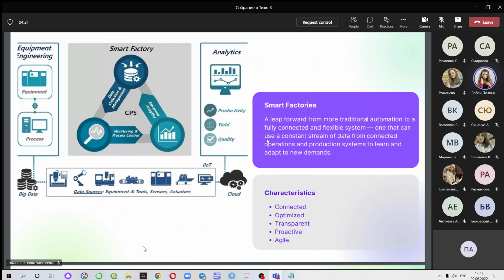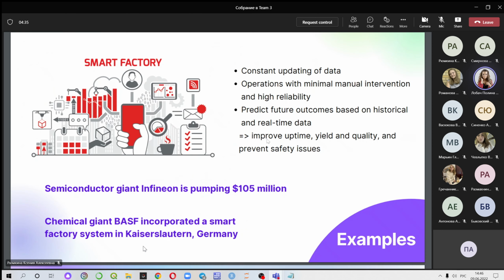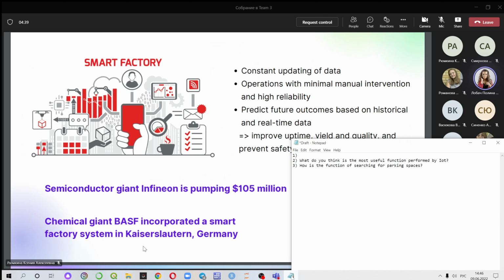Successful smart factories have 5 key characteristics. They are connected, optimized, transparent, proactive, and agile. They are not dissimilar from a successful supply chain. This technology allows us to achieve the following results.